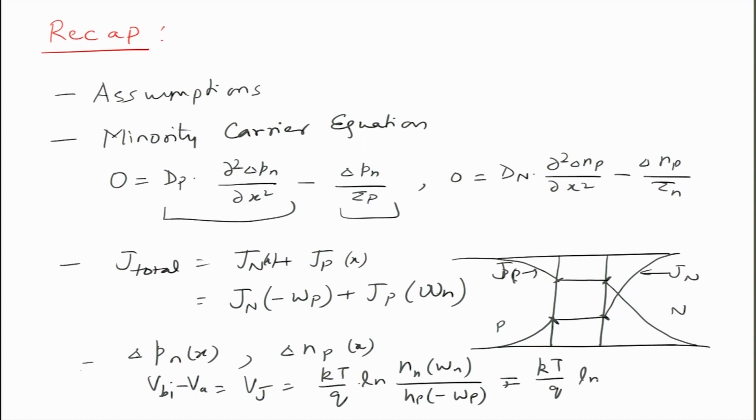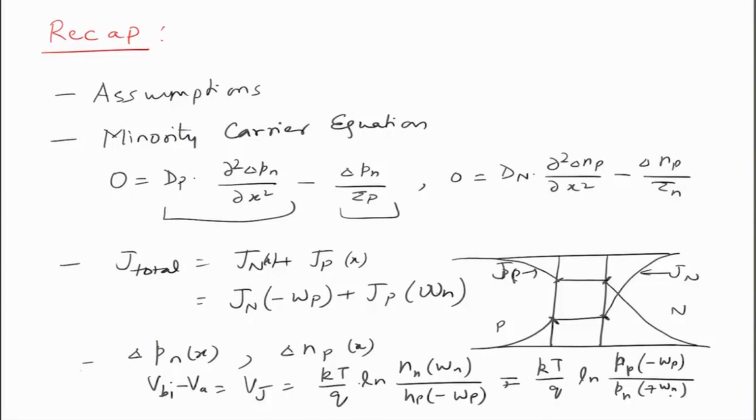Similarly you can write the expression in terms of holes, which will be equal to kT divided by q ln of Pp at minus Wp divided by Pn at plus Wn, right. If you recall in the previous lecture, we took the electron term, we could have taken the hole term also. If you take the hole term, then you can do a similar calculation for electric field using the Einstein relation from the hole equation. We used the electron equation, that is why we have everything in terms of electrons. So now let us go forward on this.